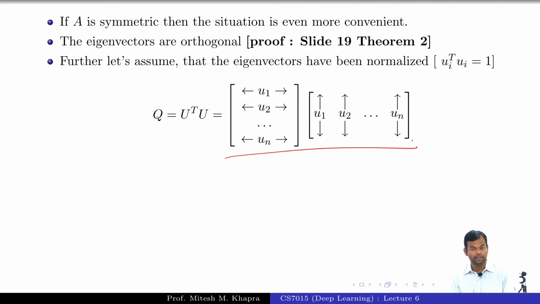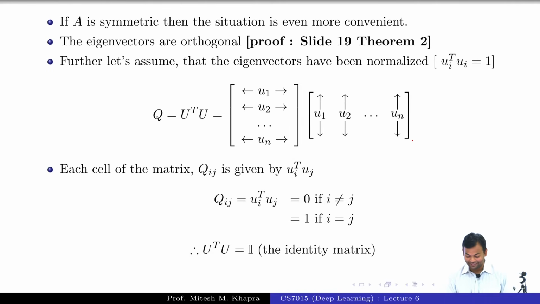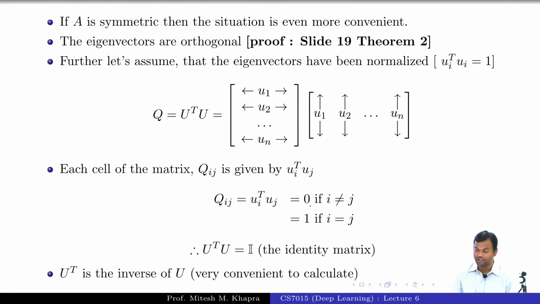This dot product would be 0 if i is not equal to j. So each cell Qij of the matrix is given by the dot product, and it is going to be 0 if i is not equal to j, and it's going to be 1 if i is equal to j. So U transpose U is equal to the identity matrix. That means U transpose is the inverse of U.